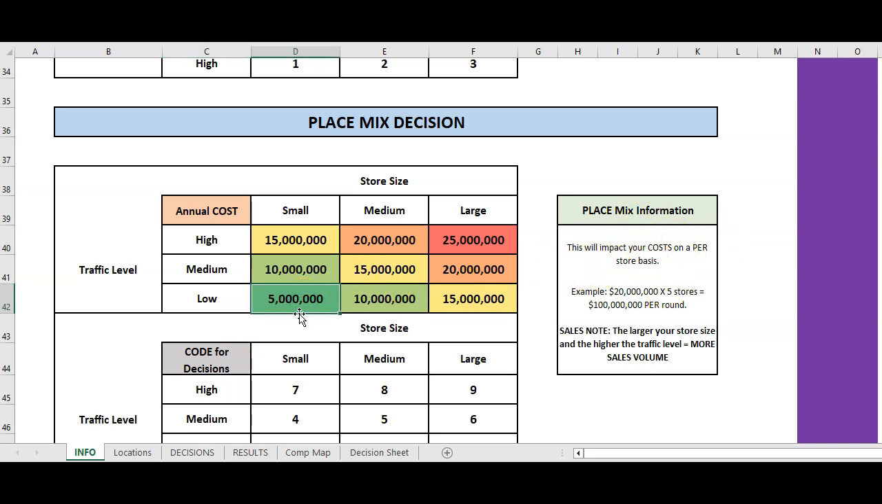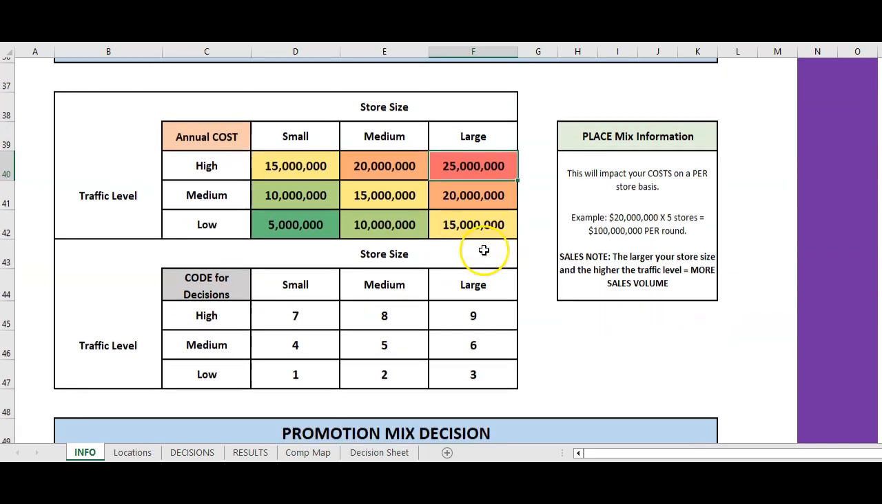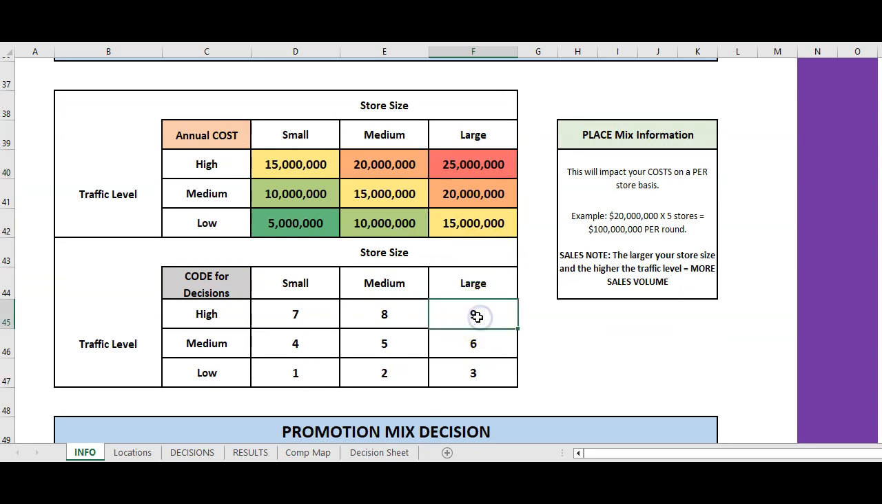Initially we start out with one store and we're in that box 1, so it's only a $5 million cost, but over time we could end up with 20 stores, and that could be $500 million cost every round. So we need to think about this. Obviously that maximizes sales volume, but it also maximizes our costs. As we add more and more stores, that cost keeps going up and it becomes quite substantial. So we've got to weigh that up.